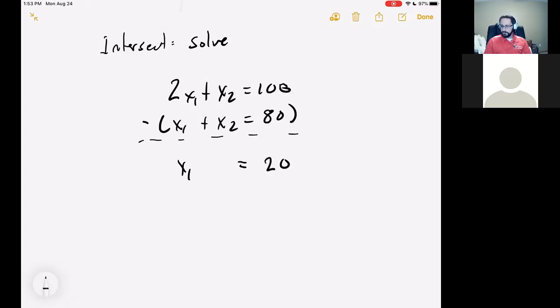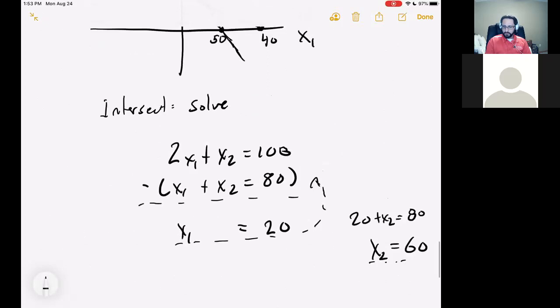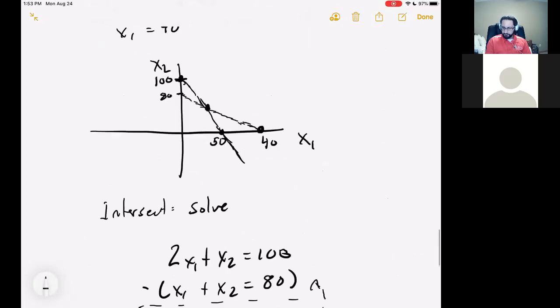Now I need to find the corresponding value of x2. 20 plus x2 gives me 80. This is the substitution step, giving me x2 equals 60. This is the intersection right there. That happens when x1 equals 20 and x2 equals 60.